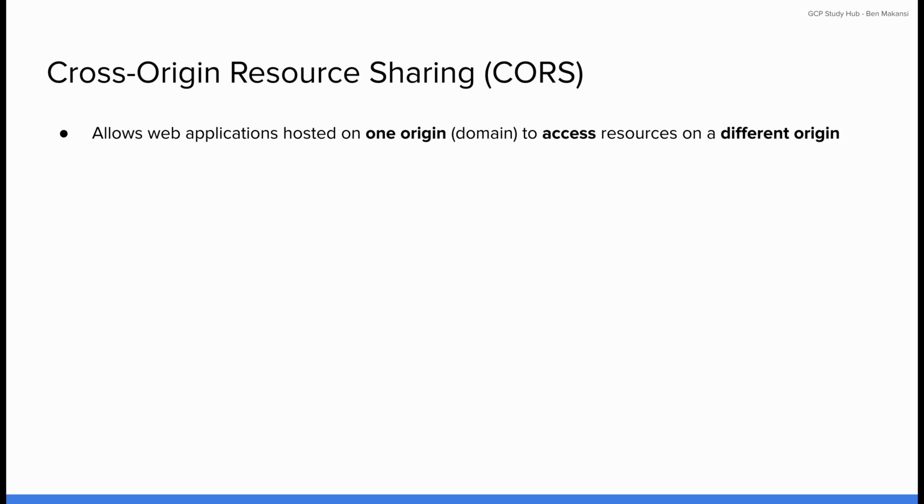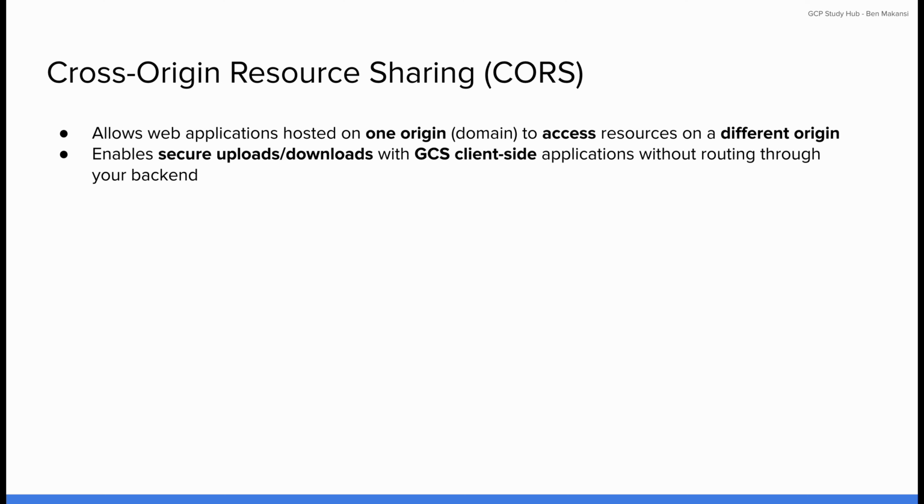The cloud storage domain is storage.googleapis.com, and so this would allow applications hosted on one origin potentially to access resources on storage.googleapis.com. So this is particularly useful for client-side applications that need direct access to upload or download files without involving a backend, and that simplifies the architecture. This is with cloud storage that we're talking about here.